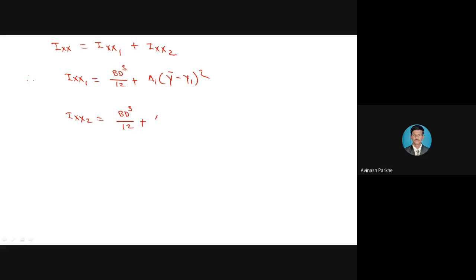Now calculate Ixx is equal to Ixx1 plus Ixx2. Now please tell me the value of Ixx1 directly. Ixx1 is BD cube by 12 plus A1 into bracket Y bar minus Y1 bracket square, and Ixx2 is BD cube by 12 plus A2 into bracket Y bar minus Y2 bracket square. Now here in Ixx1 and Ixx2, which Y bar are we taking for the calculation?